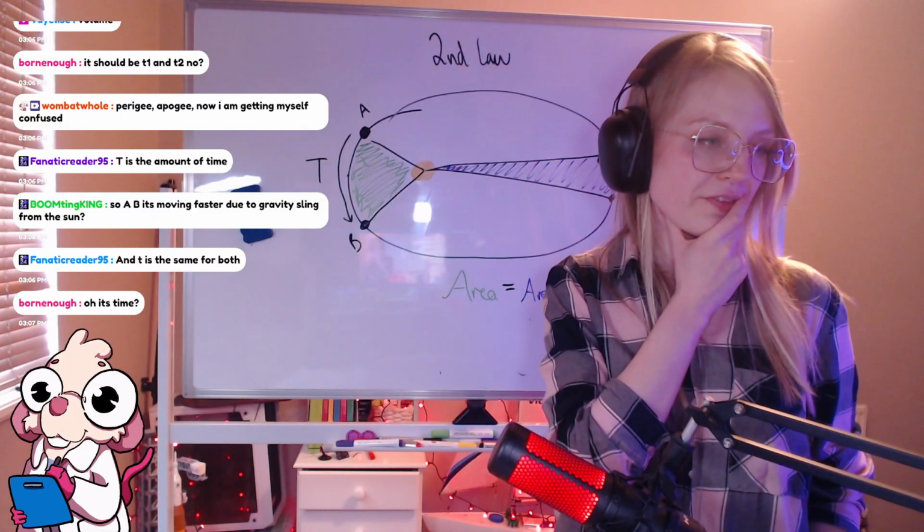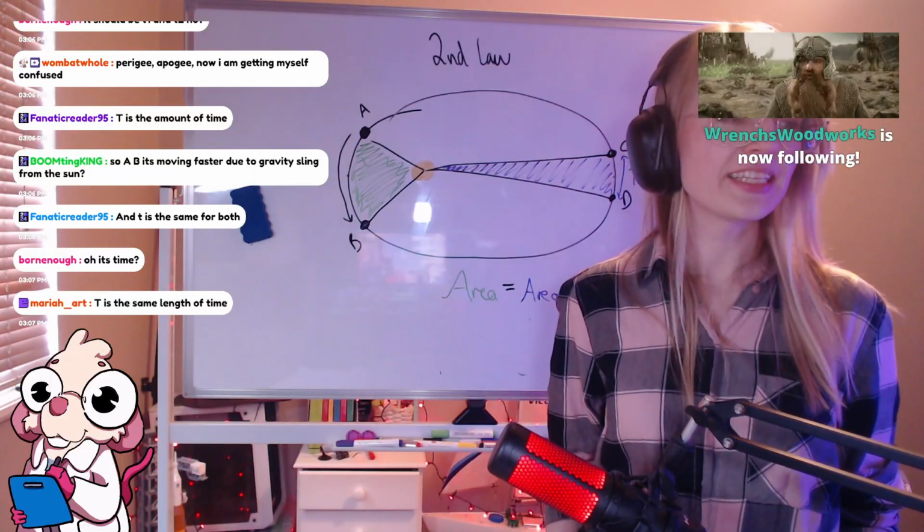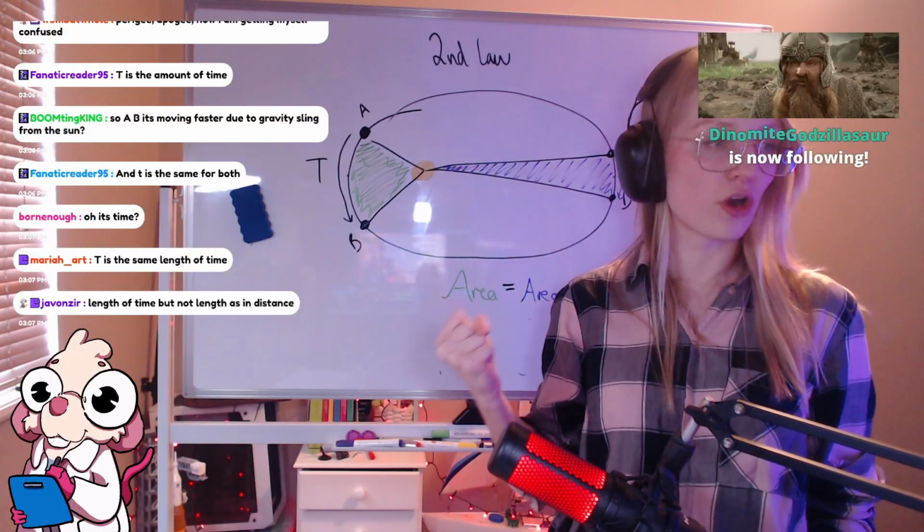So AB is moving faster due to gravity. Yeah, you kind of got that instinctually there, correct? There is a stronger swing at that moment.